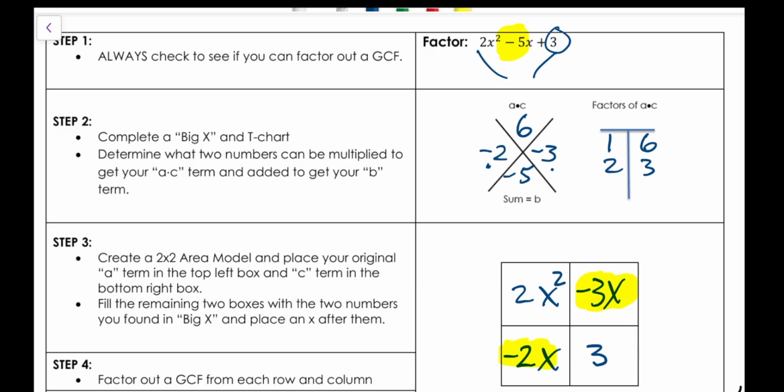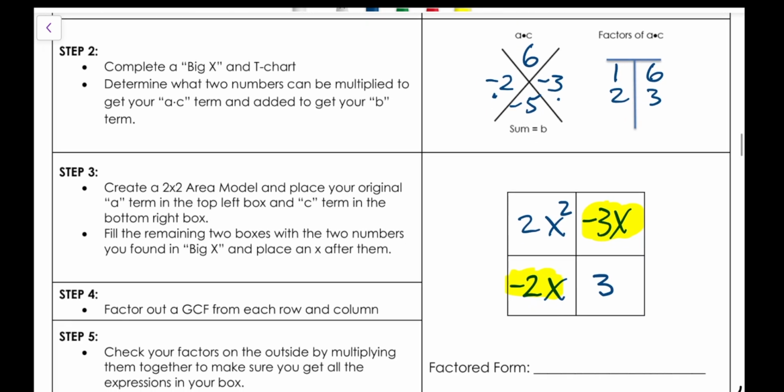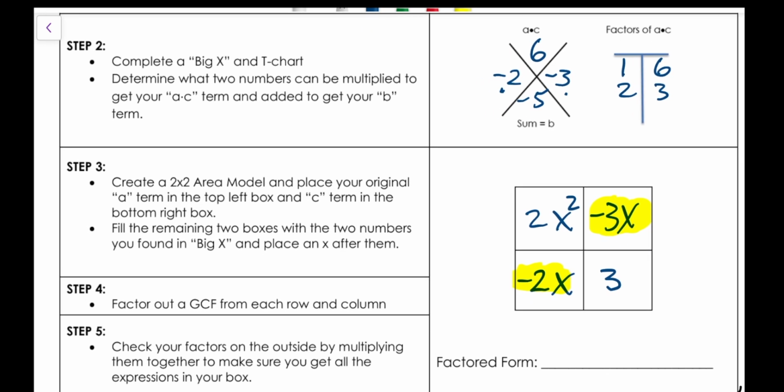Now, we got to figure out the outside of the box. You can figure it out by looking at the GCF, the greatest common factor of the rows or the columns. So let's take the first row right along here. The greatest common factor of 2 and 3 is 1.